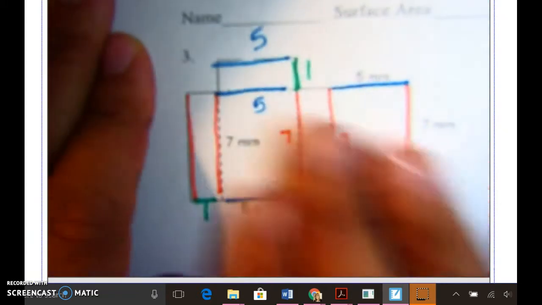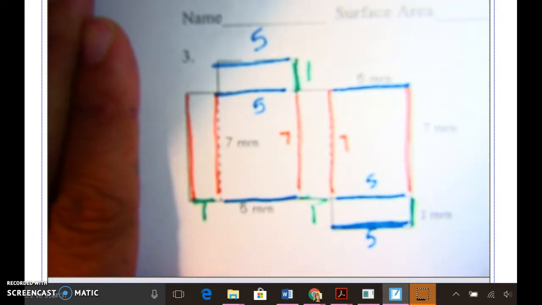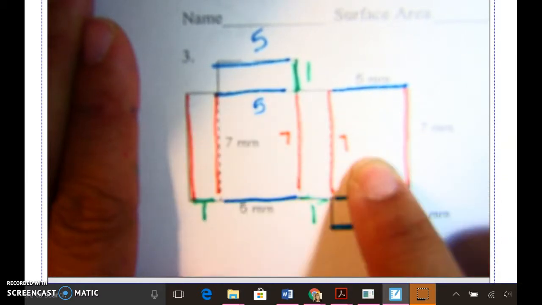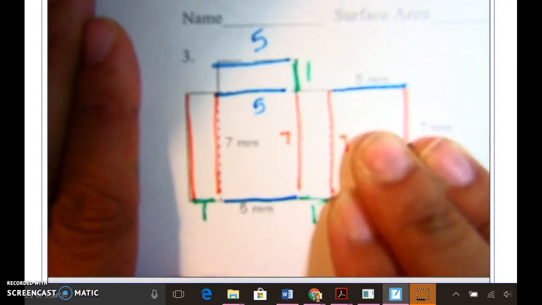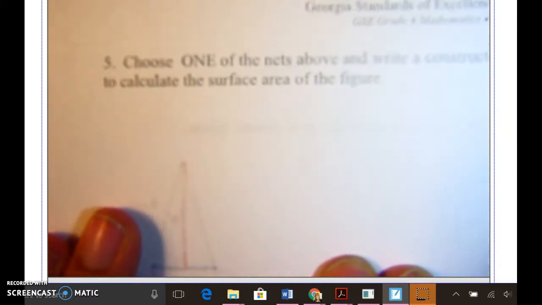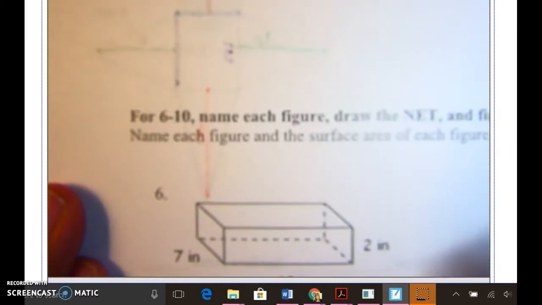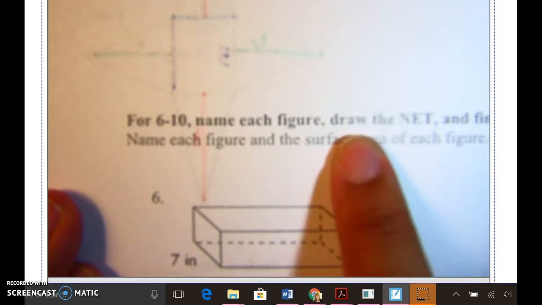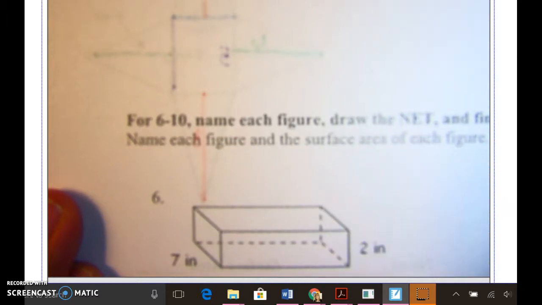Or if you choose number 3, you're writing step by step what you do to find the area of these and then the total area. Okay, so you're writing step by step how you solved one of those problems 1 through 4. For number 6, 7, 8, 9, and 10, you need to name the figure, draw the net, and find the surface area.